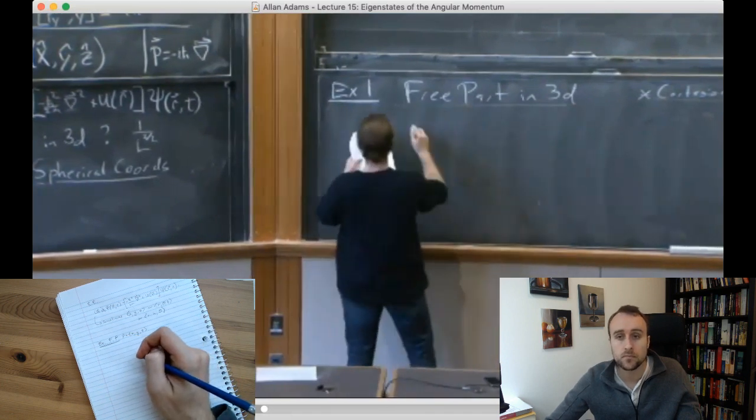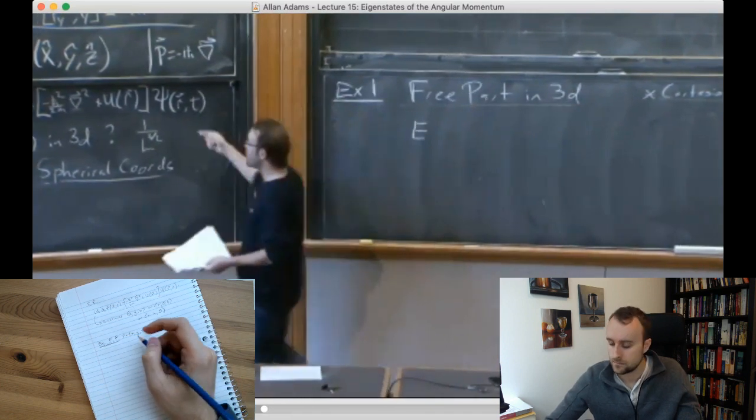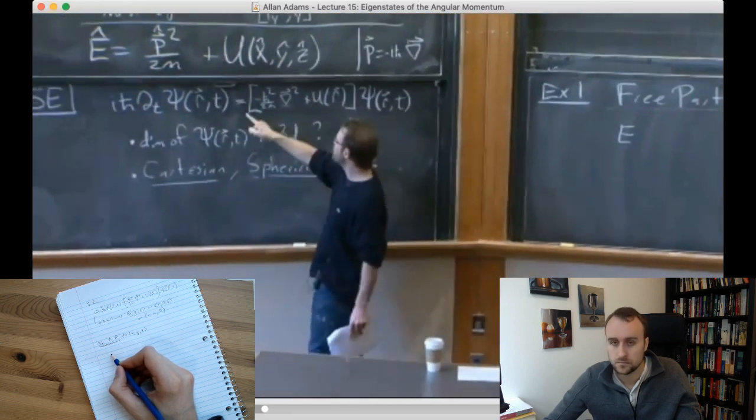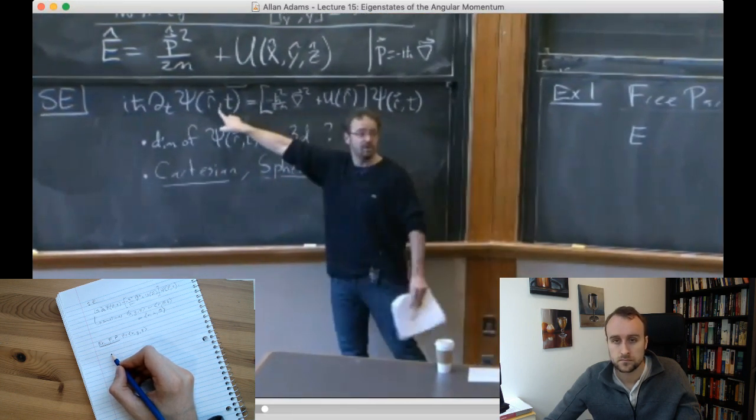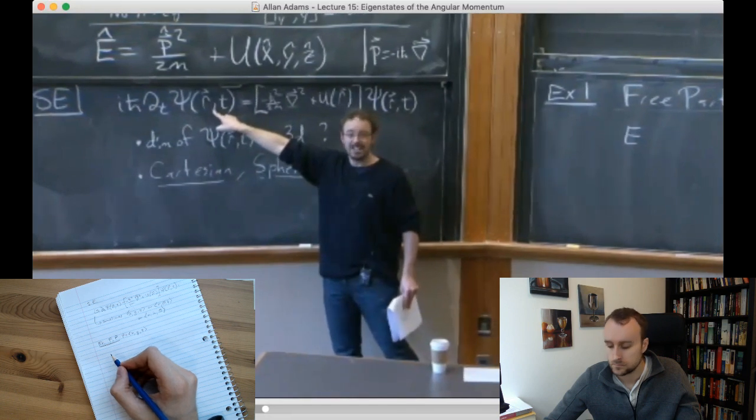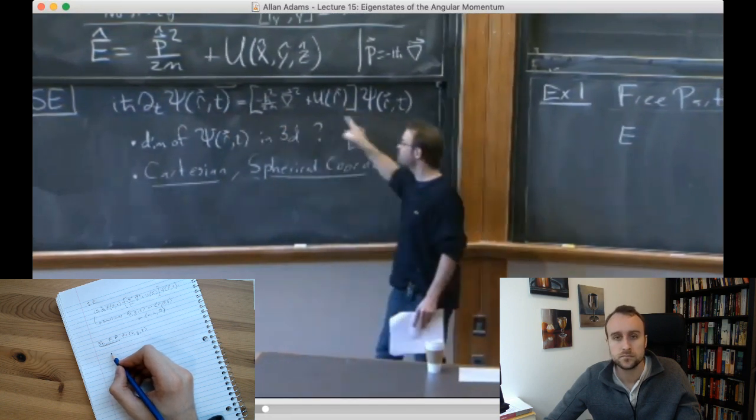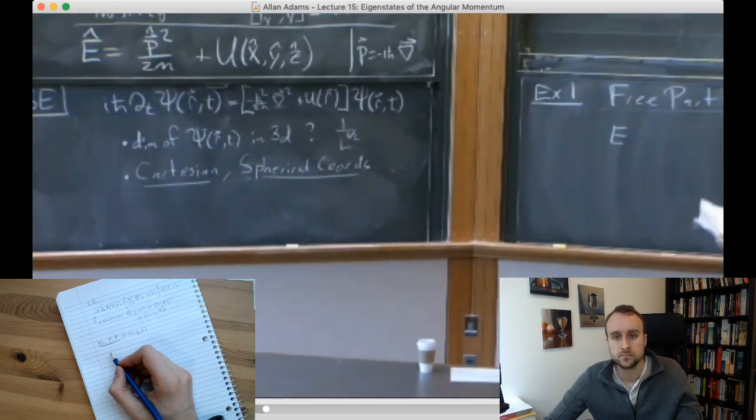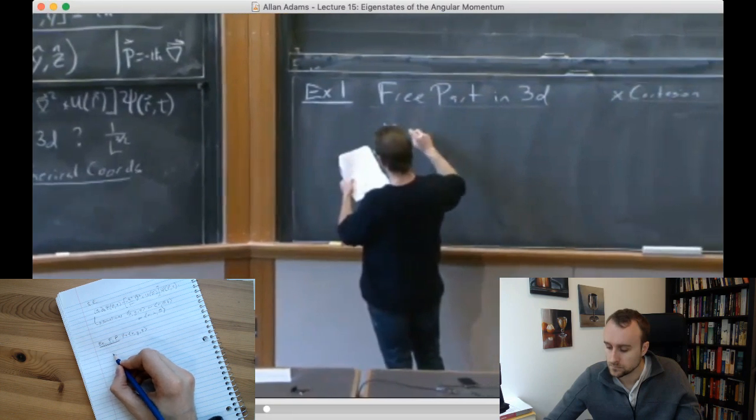Okay, so free particle in 3D, so what does the energy eigenfunction equation look like? The Schrödinger equation has exactly the same structure as before. It's a linear differential equation. So if we find the eigenfunctions of the energy operator, we can use superposition to construct the general solution, right? So exactly as in 1D, I'm going to construct first the energy eigenfunctions, and then use them in superposition to find the general solution to the Schrödinger equation. Okay, so let's construct the energy eigenfunctions. So what does the energy eigenvalue equation look like?